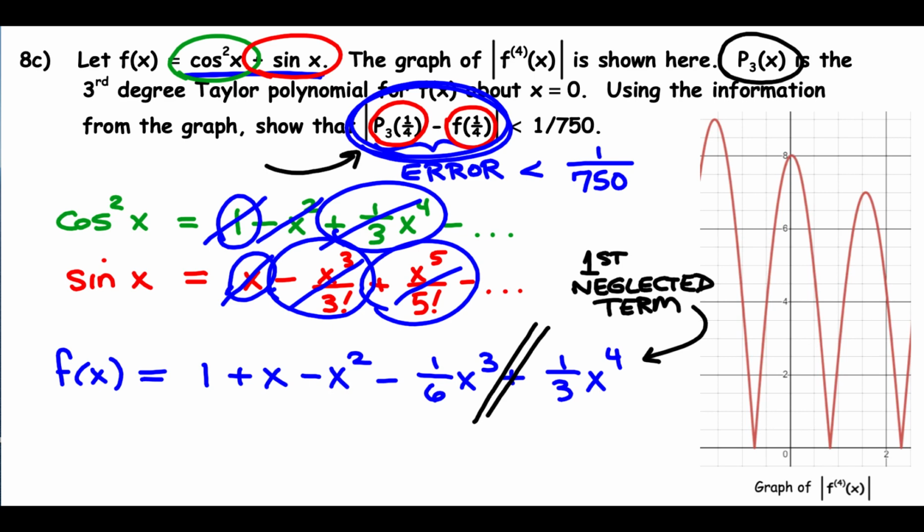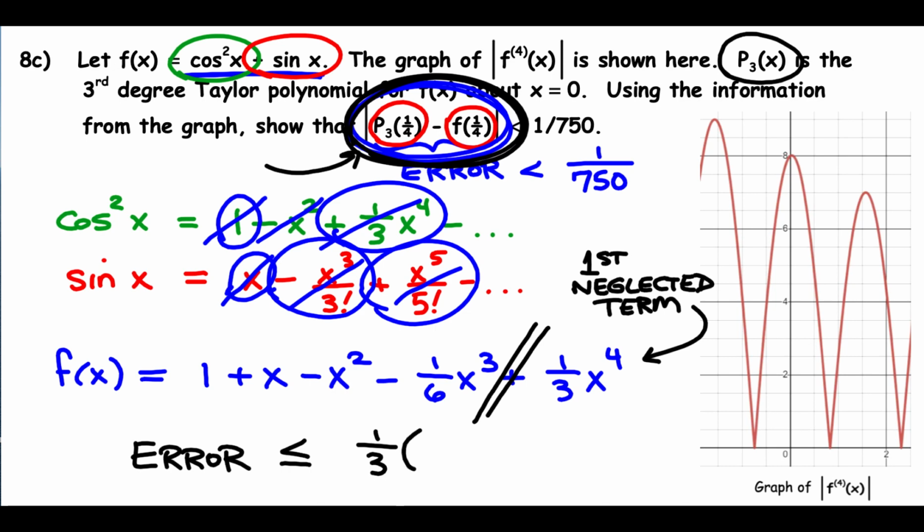Let's go ahead and take that 1/3 x to the 4th, and we'll plug a 1/4 in. Again, we're plugging in 1/4 because it's the number that's mentioned here in the absolute value. So the error has to be less than or equal to the first neglected term, which is 1/3 times 1/4 to the 4th. The 1/4 goes inside, 1/3 is here, and 1/4 to the fourth is 1 over 256.